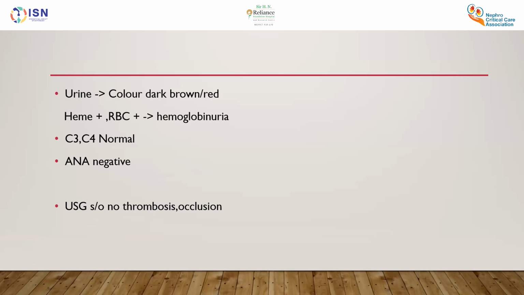Complements were normal, ANA was negative, and USG did not show any thrombosis or occlusion. So we have an AKI in a young patient, no infection, no infectious events, but there is pallor, there is edema, BP is normal, dark color urine, other parameters were fine. So what do you feel? What could be an etiology for AKI?